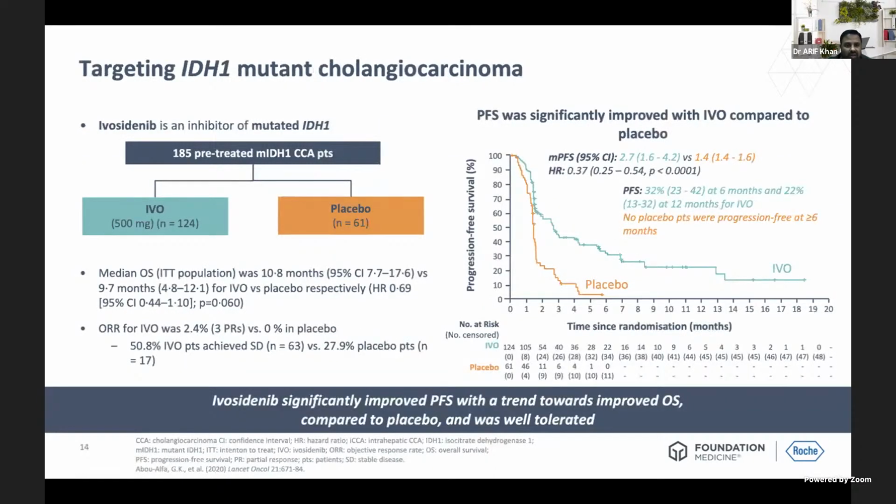So this is the drug which I was talking about. Ivosidenib is an inhibitor of IDH mutation. As we can see from the curves, the survival has improved significantly, 2.7 versus 1.4 months. That is a lot in cholangiocarcinomas, because this is a very difficult to treat cancer. As we all know, it's a very aggressive cancer and we have not much treatment for it.